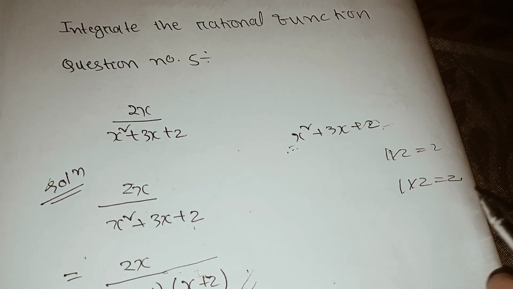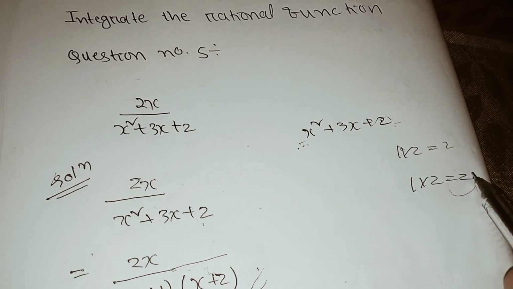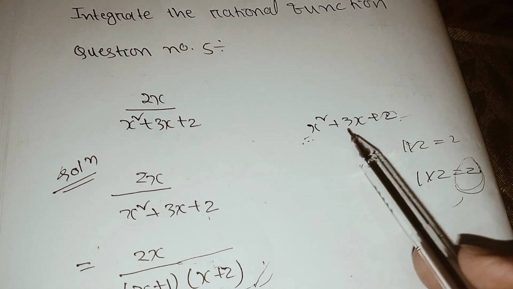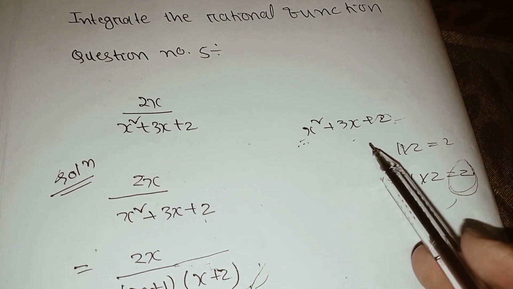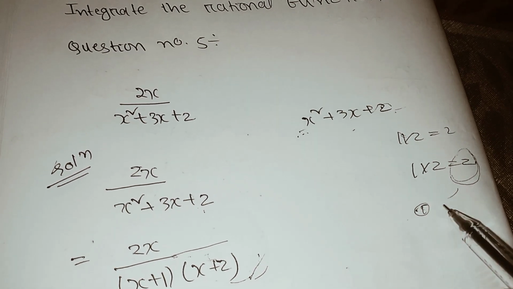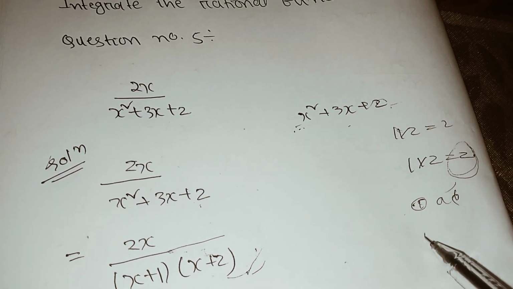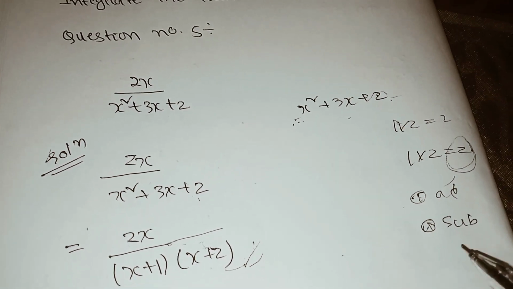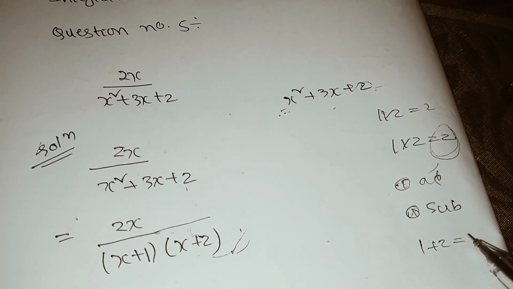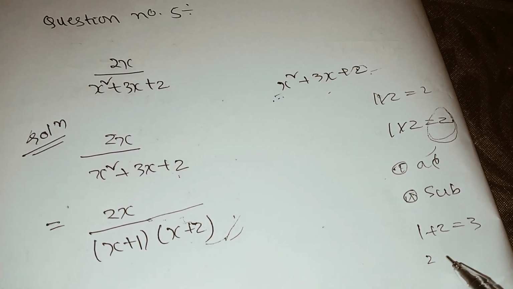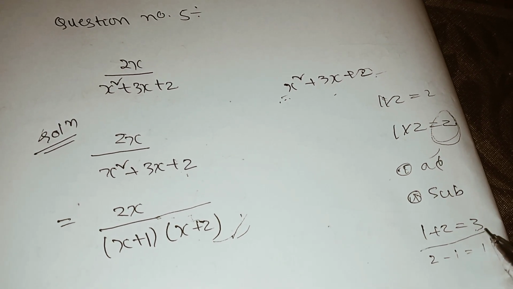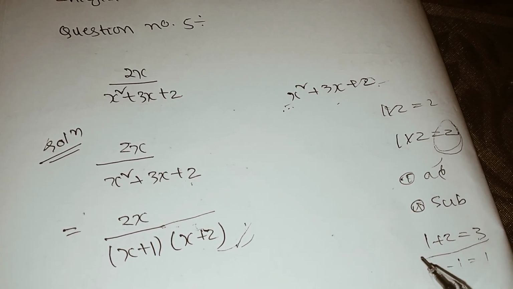Then we get 2, 1 into 2. And you have to factorize so that it can resemble the middle term. The coefficient of x is 3. So you can see we have to take two rules: the first is addition and the second is subtraction. If we add 1 plus 2, then we get 3. If we subtract 2 minus 1, then we get 1. So that's why we have to take this term. Instead of 3, we also write 1 plus 2, meaning 3.